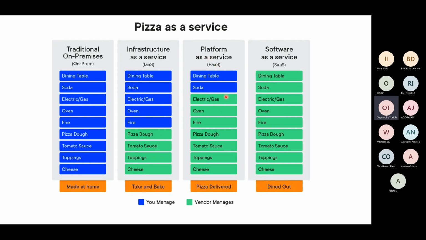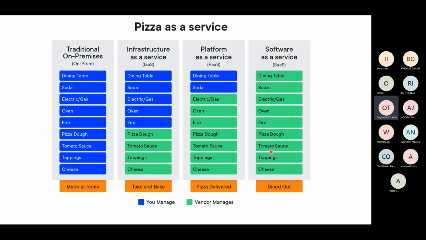Now, when it comes to platform as a service, you have the pizza delivered. So let's assume I order pizza from Domino Pizza. All I need is my own dining table and soda. Of course, Domino is not going to supply their dining table for me. And if I want a drink, I don't want to buy the drink from Domino Pizza. I'll buy my drink myself. But that's the only thing I'm taking care of. Domino will be the one taking care of the cheese, the toppings, the tomato, the pizza, even the fire, the oven, and the kitchen they are going to use. The electricity and gas, they are going to be the ones to do it. So typically, that is what platform as a service is.